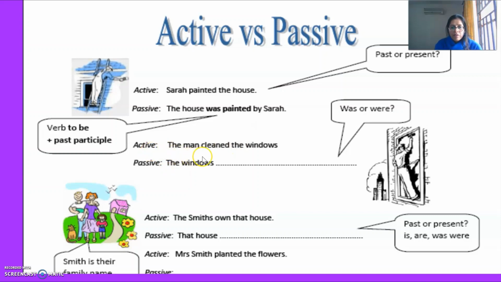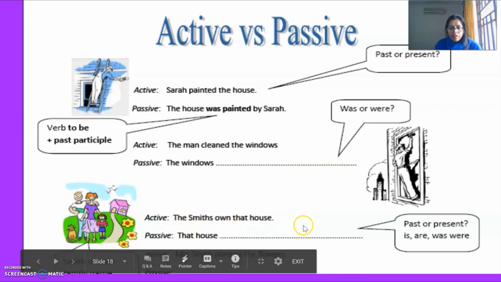Now active, the man cleaned the windows. So this sentence is of simple past. So what will be the answer? I know you know the answer. The windows was or were. Definitely were will come since windows stand for plural subject. So the windows were cleaned by whom? The windows were cleaned by the man. Okay.